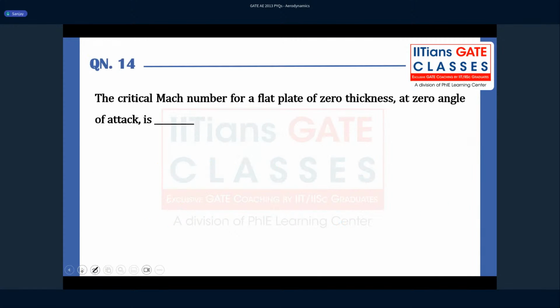Let's now move on to the next question. This is a very easy question. This question says the critical Mach number for a flat plate of zero thickness at zero angle of attack is dash. Now, this was an NAT. Can you guys comment the answer? What should be the answer for this question? What do you think should be the critical Mach number?